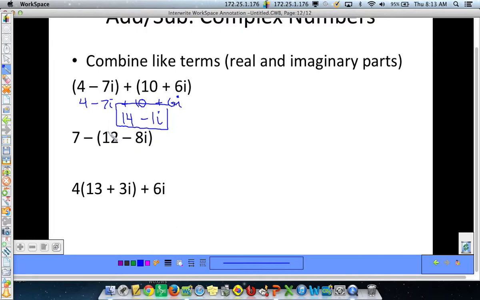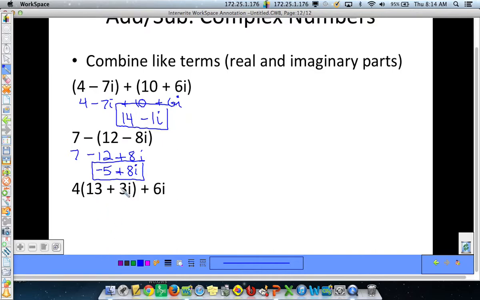Second one, when you see those parentheses and you're subtracting, make sure you subtract both terms. So you have to distribute that negative sign to both of these. That's really important, you remember to do that. So this is the same as saying 7 minus 12, and then minus negative 8i becomes plus 8i. And then combine the like terms. 7 minus 12 is negative 5 plus 8i. That would be the simplified answer.